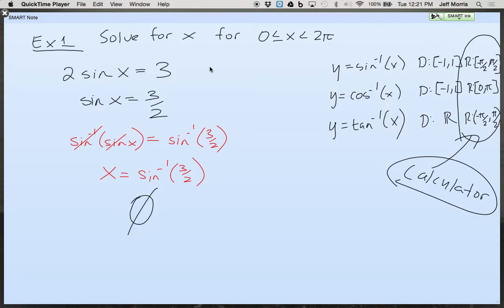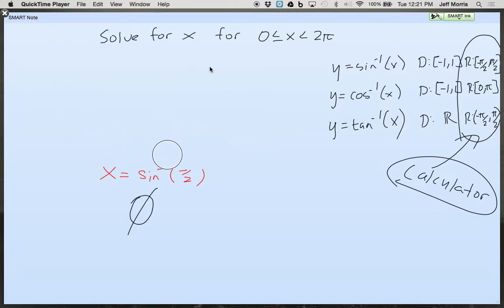This first one is no solution. So you're good with the no solution one. All right, let's do one where it's not no solution, and let's not make it so fluffy. Let's make it more fluffy.